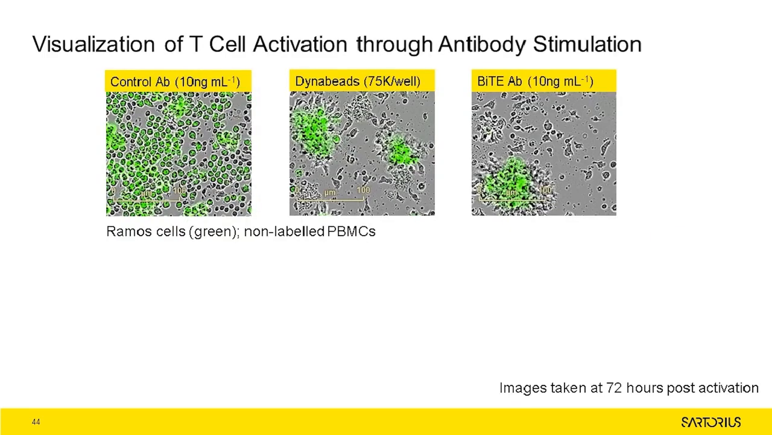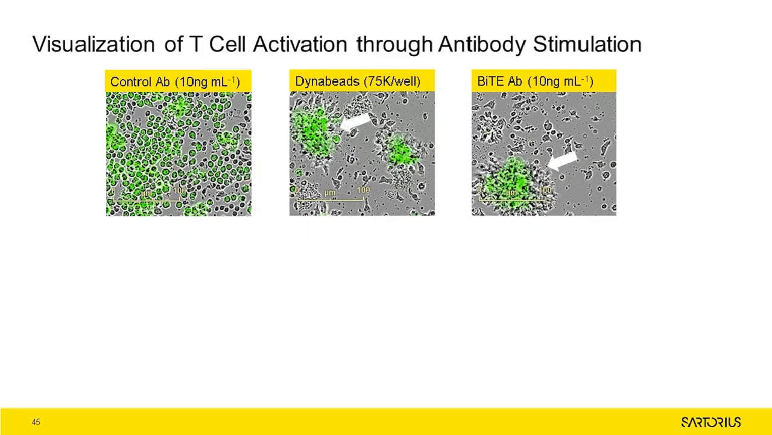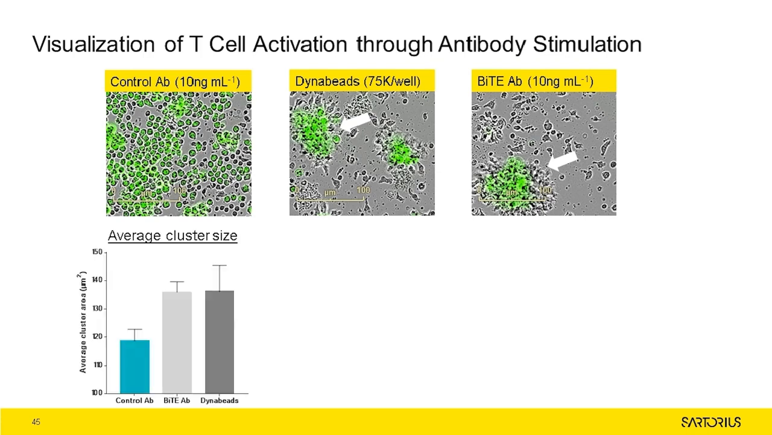BiTE activation can also be visualized by looking specifically at morphological changes. BiTE stimulation was compared to the well-characterized Dynabead activator beads. These images of the co-culture were taken at 72 hours and compare the two activators to the control antibody mentioned earlier. In the last slide, the green intensity was used as an indicator. However, here, average cluster size can be used. The arrows show how the BiTE and Dynabeads induce larger clusters when compared to the control, which can again be quantified and also plotted against time if desired.